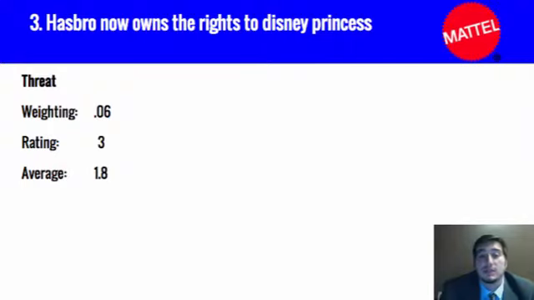3, Hasbro owns the rights to Disney princesses now. That's one huge threat because Disney princesses was a very huge seller for us. One of the most popular dolls there was. With Mattel, we weighted 0.06, rated it 3, and averaged out to 1.8. We really think that things like this, losing deals like this, especially to a main rival like Hasbro, can't happen because it really does bring down our market share. So in the future, hopefully any big contracts like that we will deal with better than we did with Disney princesses.